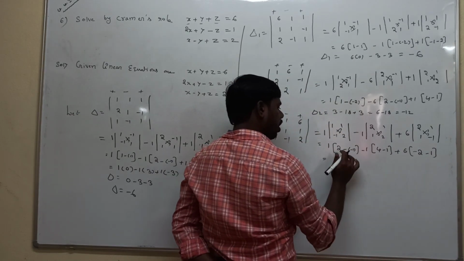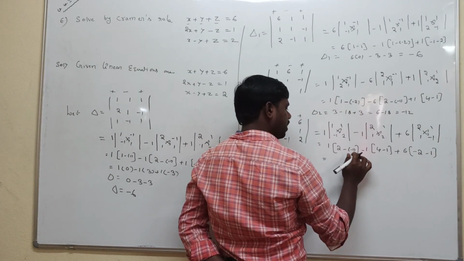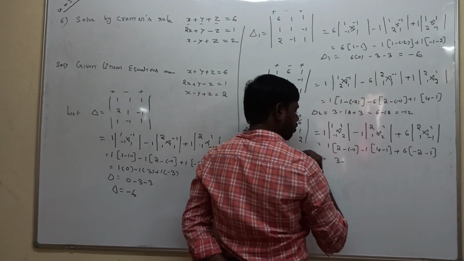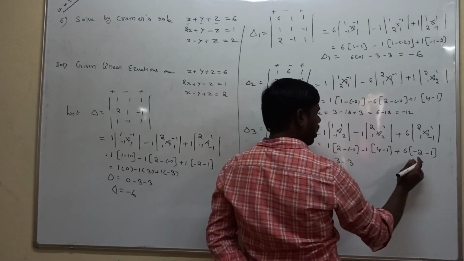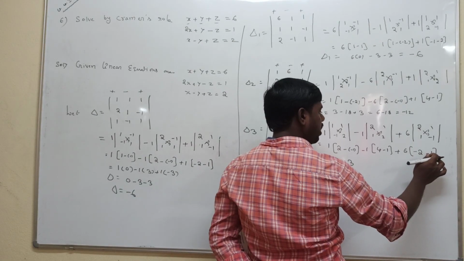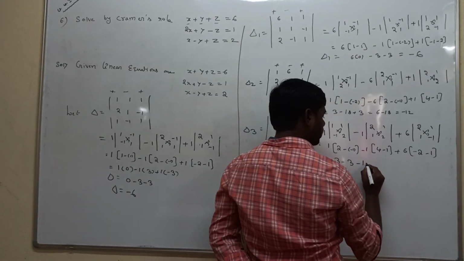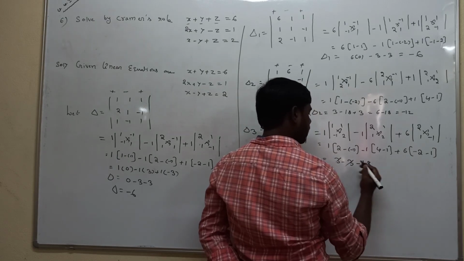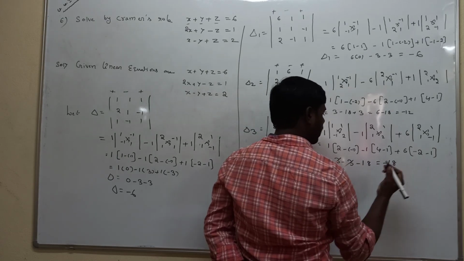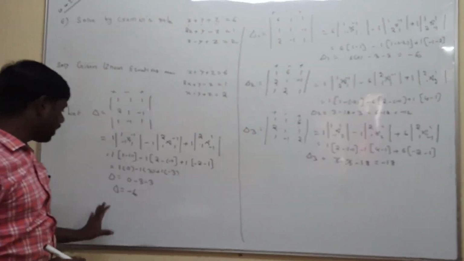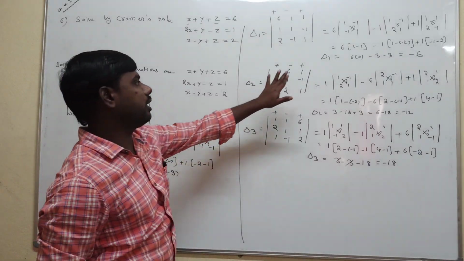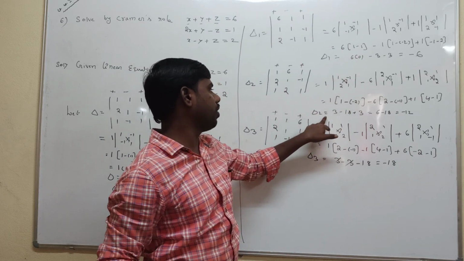Now simplify. Minus of minus is plus, 2 plus 1 is 3, 3 into 1 is 3, minus, 4 minus 1 is 3, 3 into minus 1 is minus 3, minus 2 minus 1 is minus 3, minus 3 into 6 is minus 18. Minus 3 plus 3 get cancelled, that value is minus 18. This is delta 3.